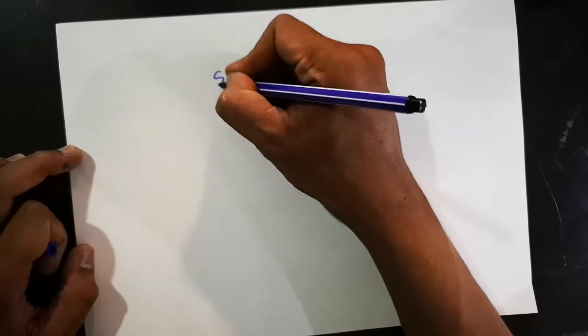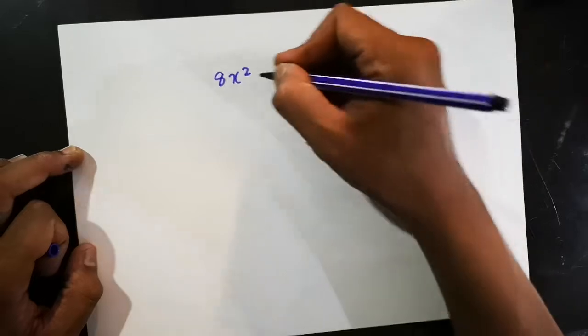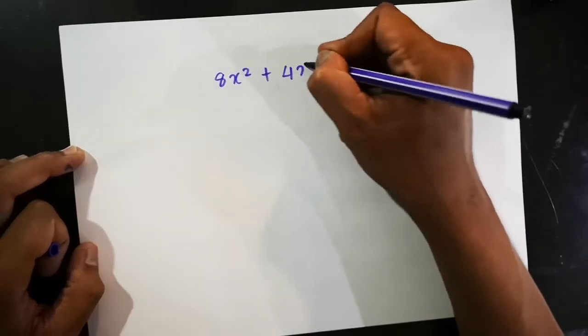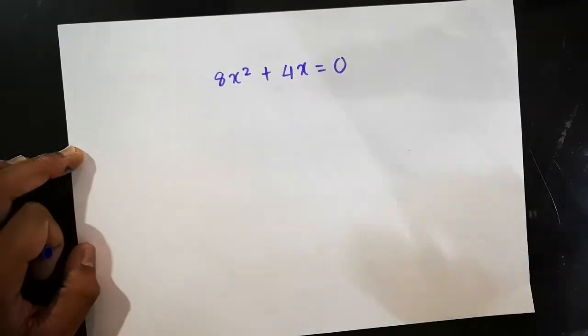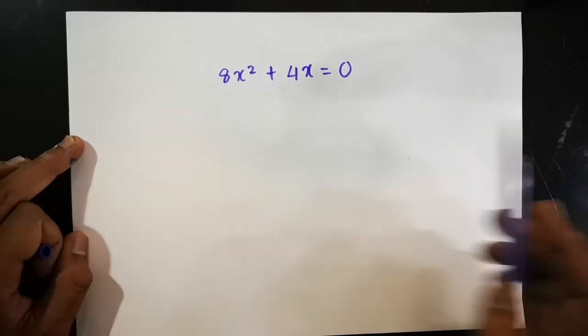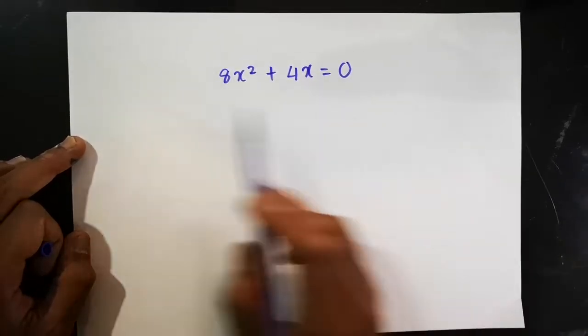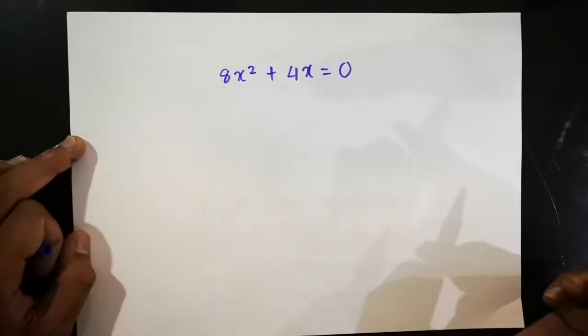The question will ask you to solve. When they ask you to solve, always remember, find x. They will give you a question like this: 8x squared plus 4x is equal to 0. The whole idea is to find x, okay? Now, how do I take out the common factor?